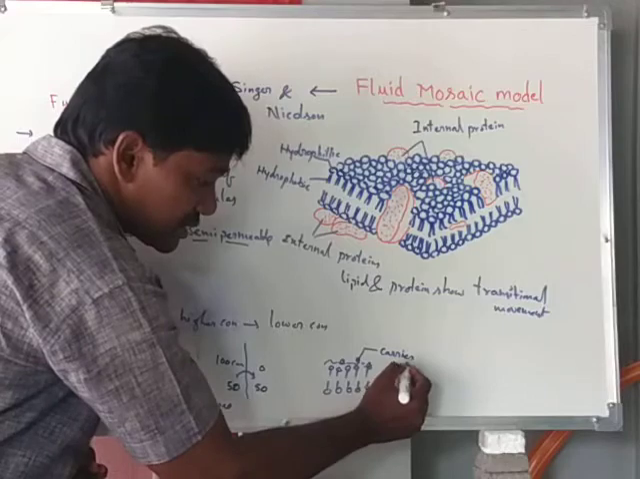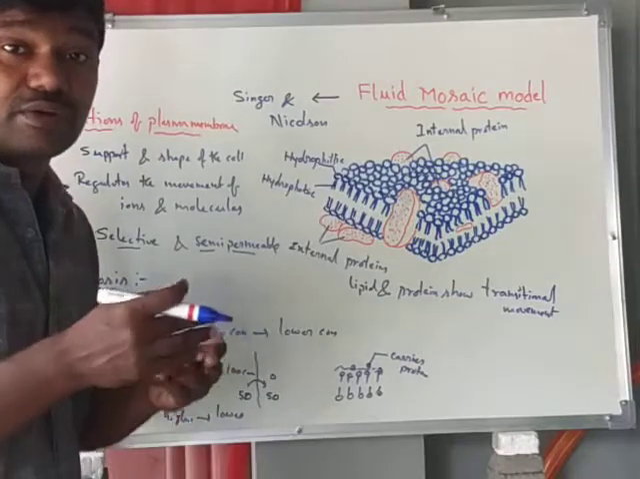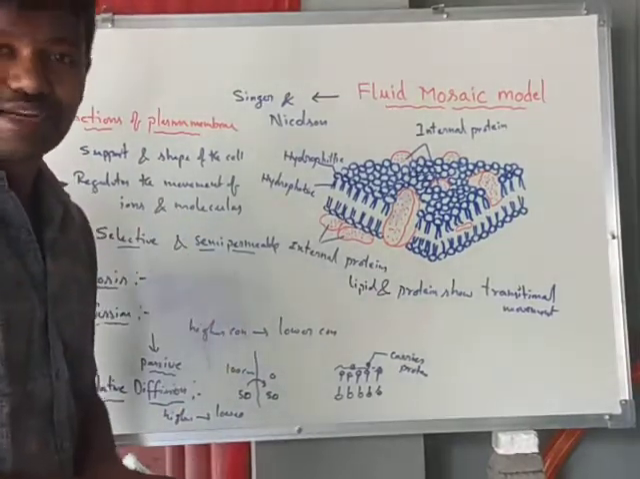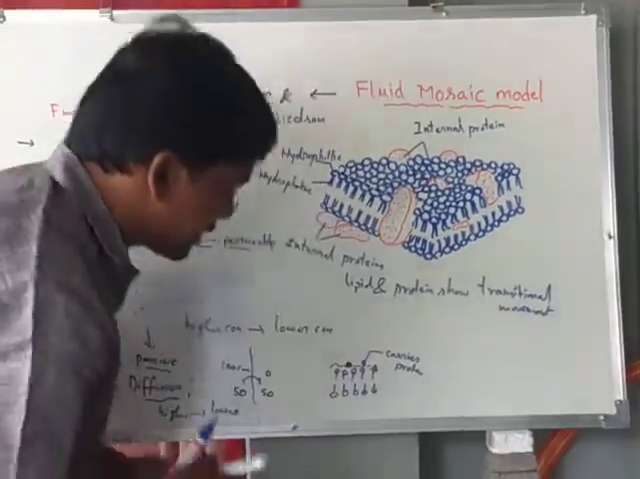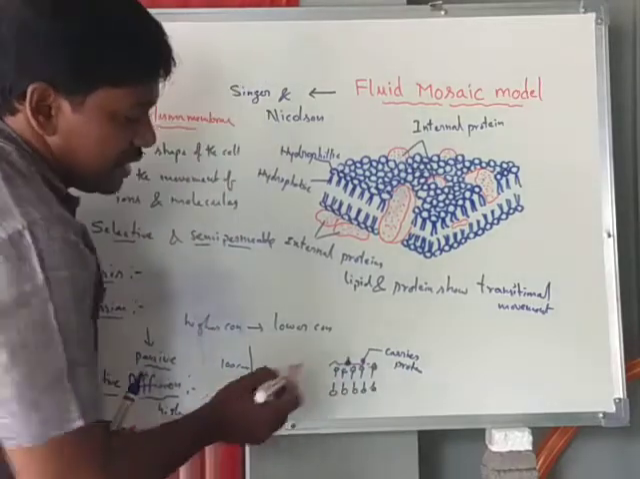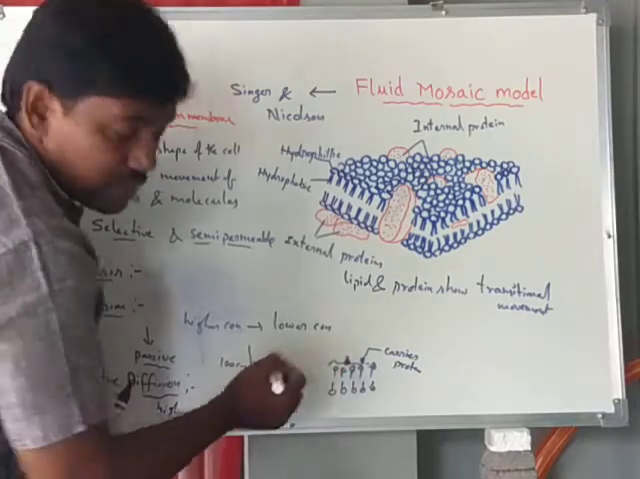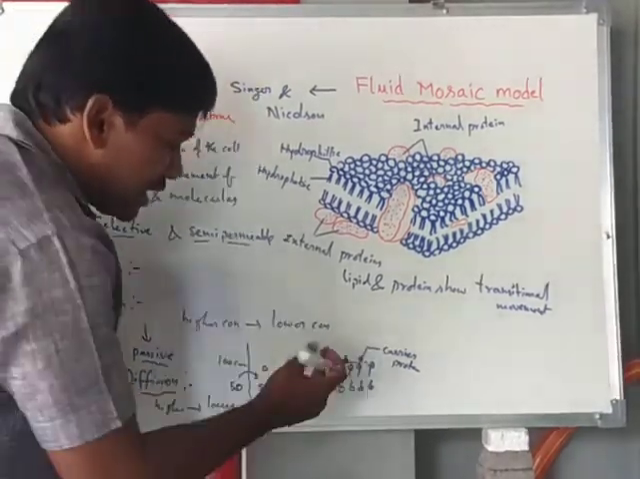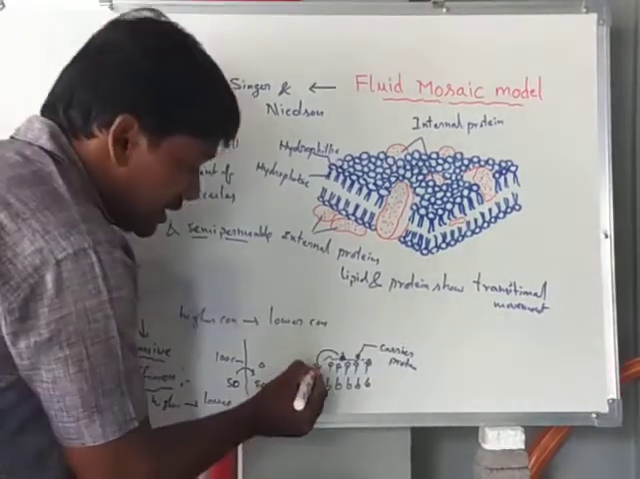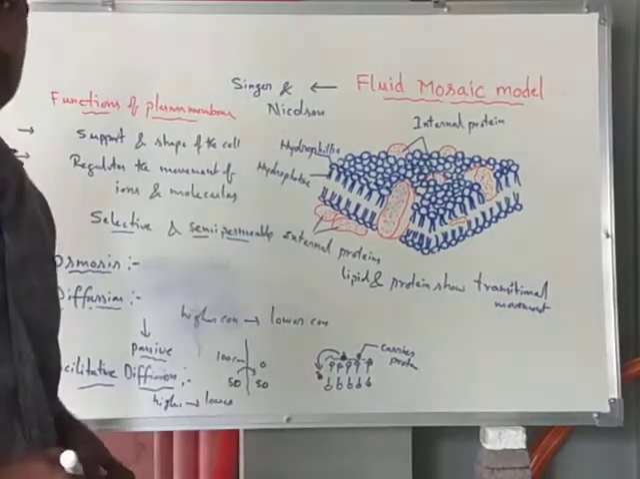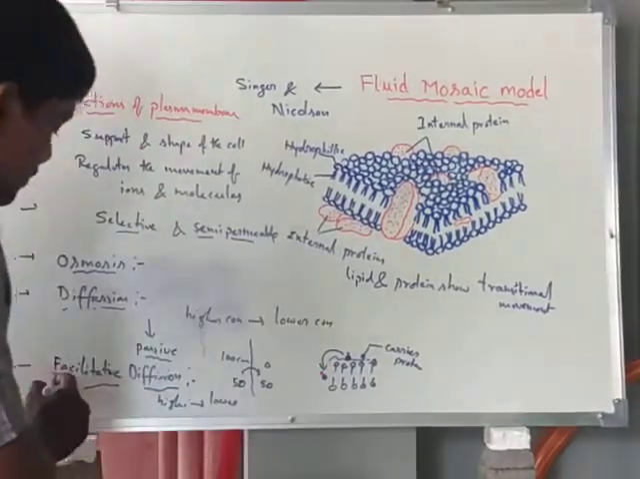These carrier proteins carry some substances which are not able to move inside independently. That type of substance will bind here. This is a substance which is bound to the carrier protein. Now the carrier protein takes that substance inside. The substance moves with the help of carrier proteins, so that is called facilitated diffusion.